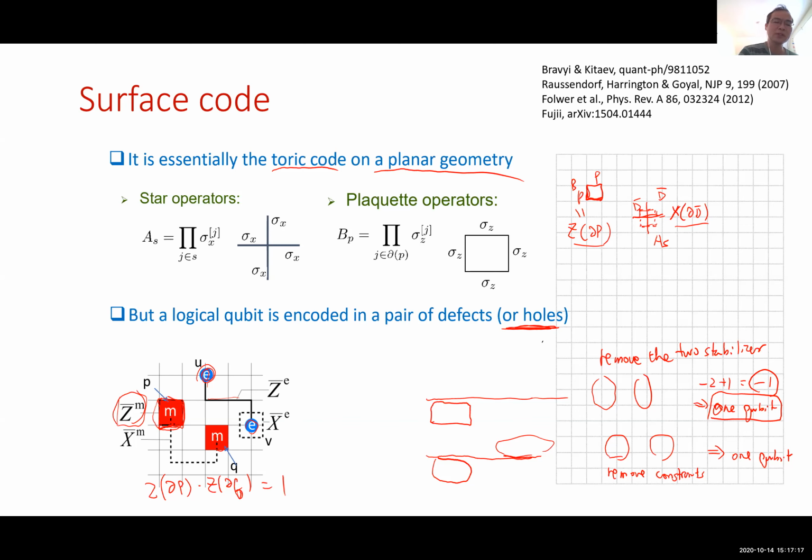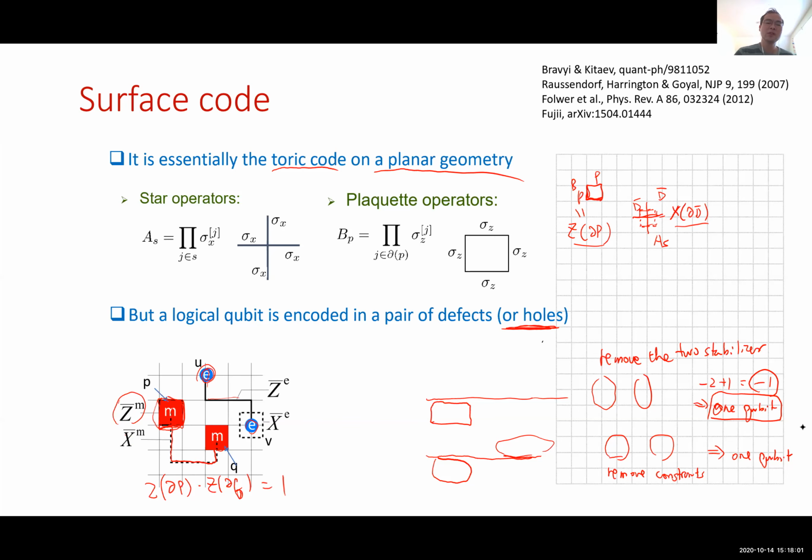Okay, and to find a logical X operator, you need to find one that commutes with all the stabilizer operators, but anti-commutes with the Z operator. One natural choice is the product of X along this line, because the red plaquettes are no longer stabilizers. So for all the other plaquettes, this X string cuts across twice. Therefore, this X anti-commutes with the Z bar, but commutes with all the stabilizers. Okay, does that make sense?